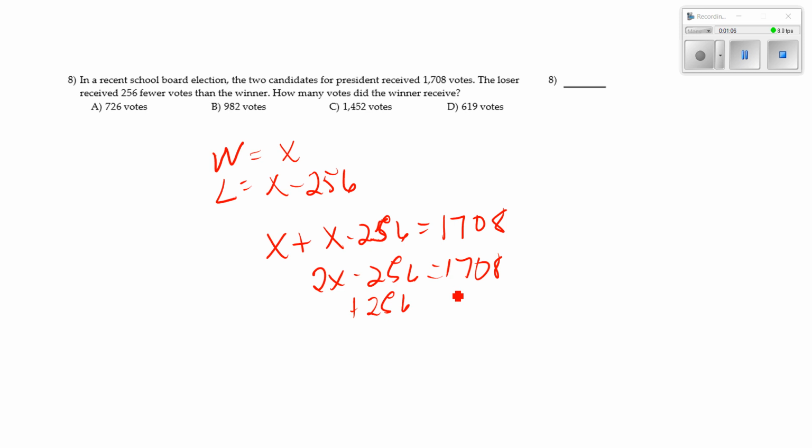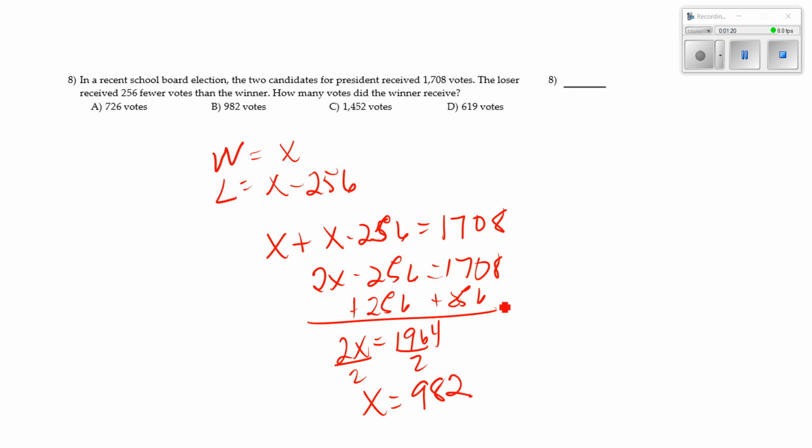Add 256 to both sides. And I get 2x equals 1964. Divide by 2. I get x equals 982. So the winner had X votes, which is 982, which is what the question wanted. If they had reworded the question, instead of wanting to know how many the winner received, they wanted to know how many the loser received, you would do X minus 256. So 982 minus 256, which would be 726. Not what they're wanting in this question, but they could on your test. So make sure you read the question carefully.